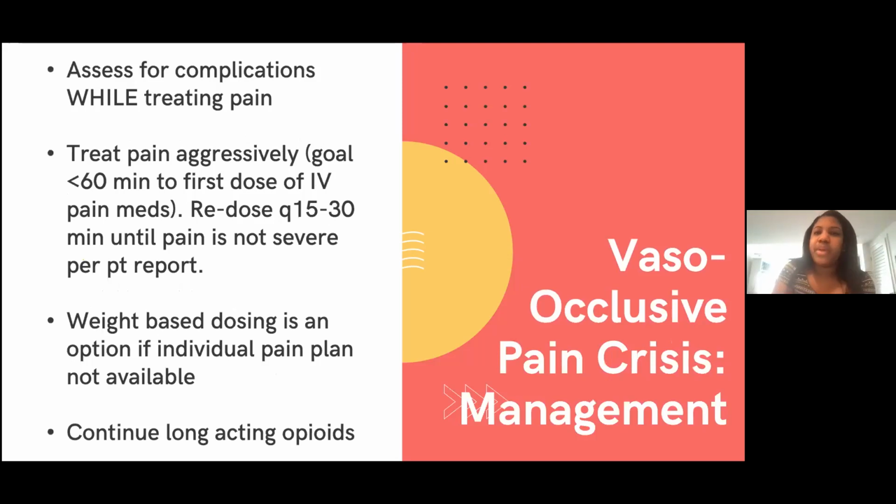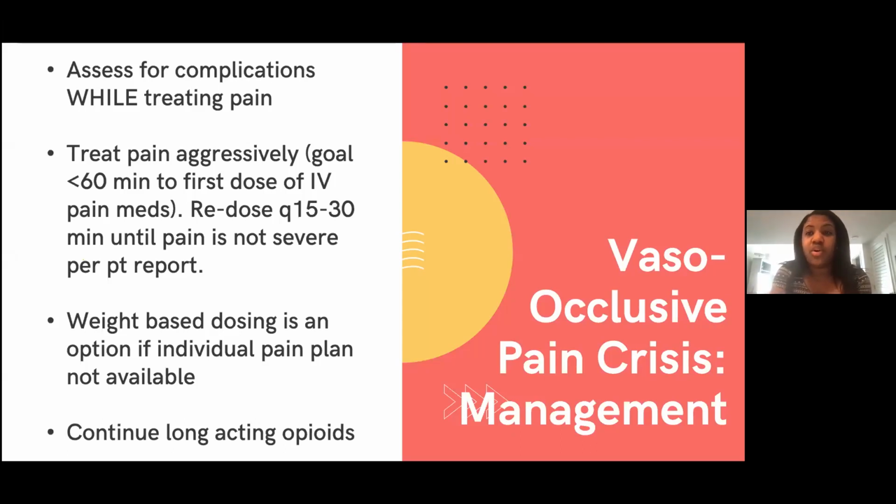And then general management of these patients that come in with pain crises. It's really important, as I mentioned before, to assess for complications while treating their pain. So being concerned for another complication like acute chest syndrome or stroke or anything else, that doesn't take priority over giving them pain medications. That should be happening simultaneously as you work them up. It's really important to treat their pain aggressively.